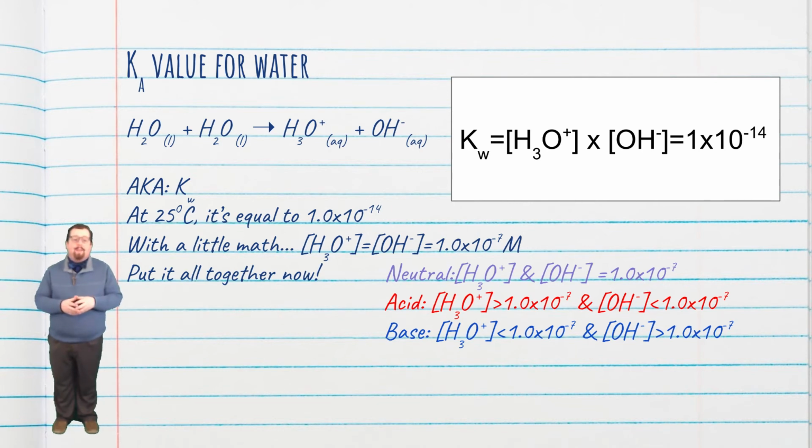With a little bit of math, in pure water, where the concentration of hydronium and hydroxide must be the same, in order to equal 1 times 10 to the negative 14 when you multiply them, each of them has to be 1 times 10 to the negative 7 molar. Molar because we're talking about concentrations. So put all of that info together. If we have an acidic solution, our hydronium concentration must be greater than 1 times 10 to the negative 7. And our hydroxide concentration must be less than 1 times 10 to the negative 7 molar. The opposite is true for basic solutions.